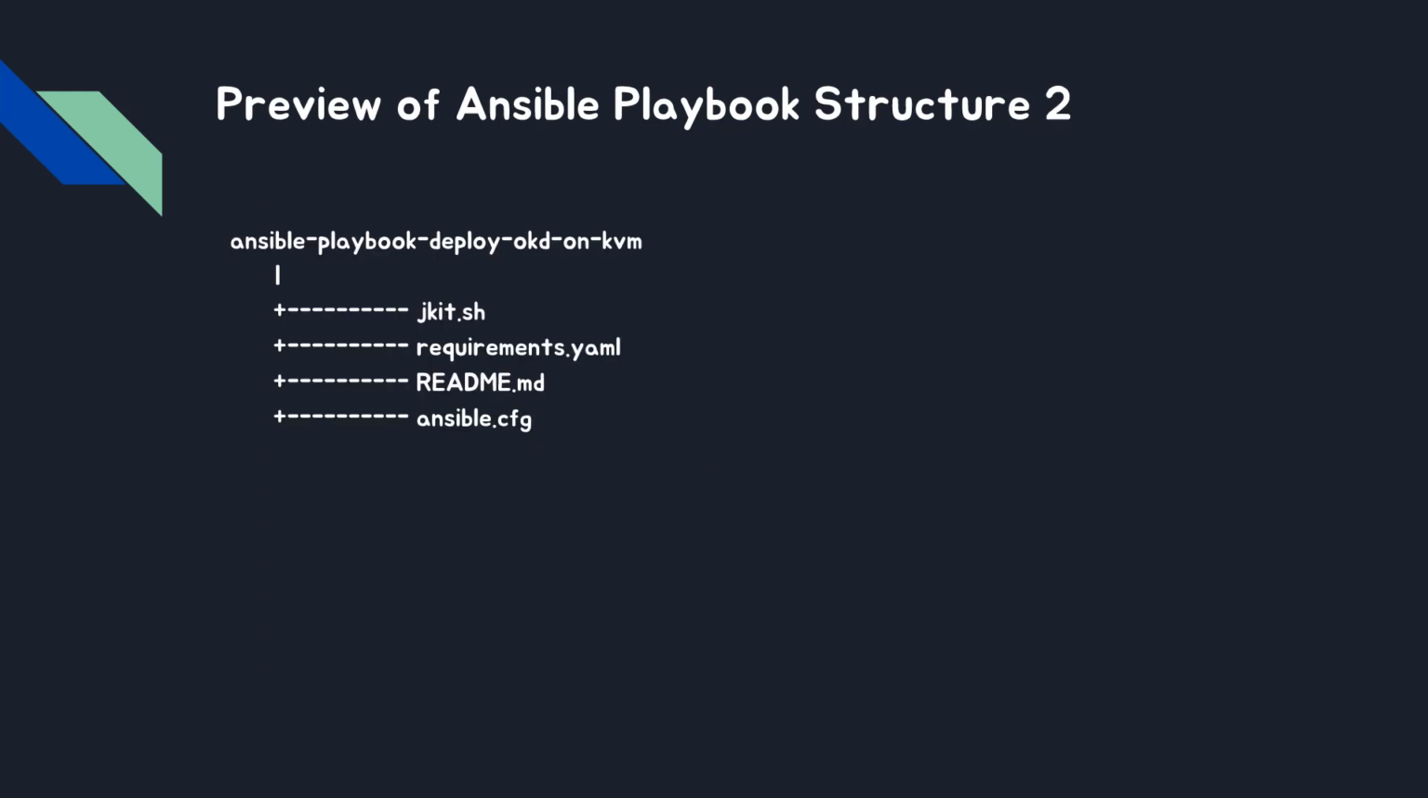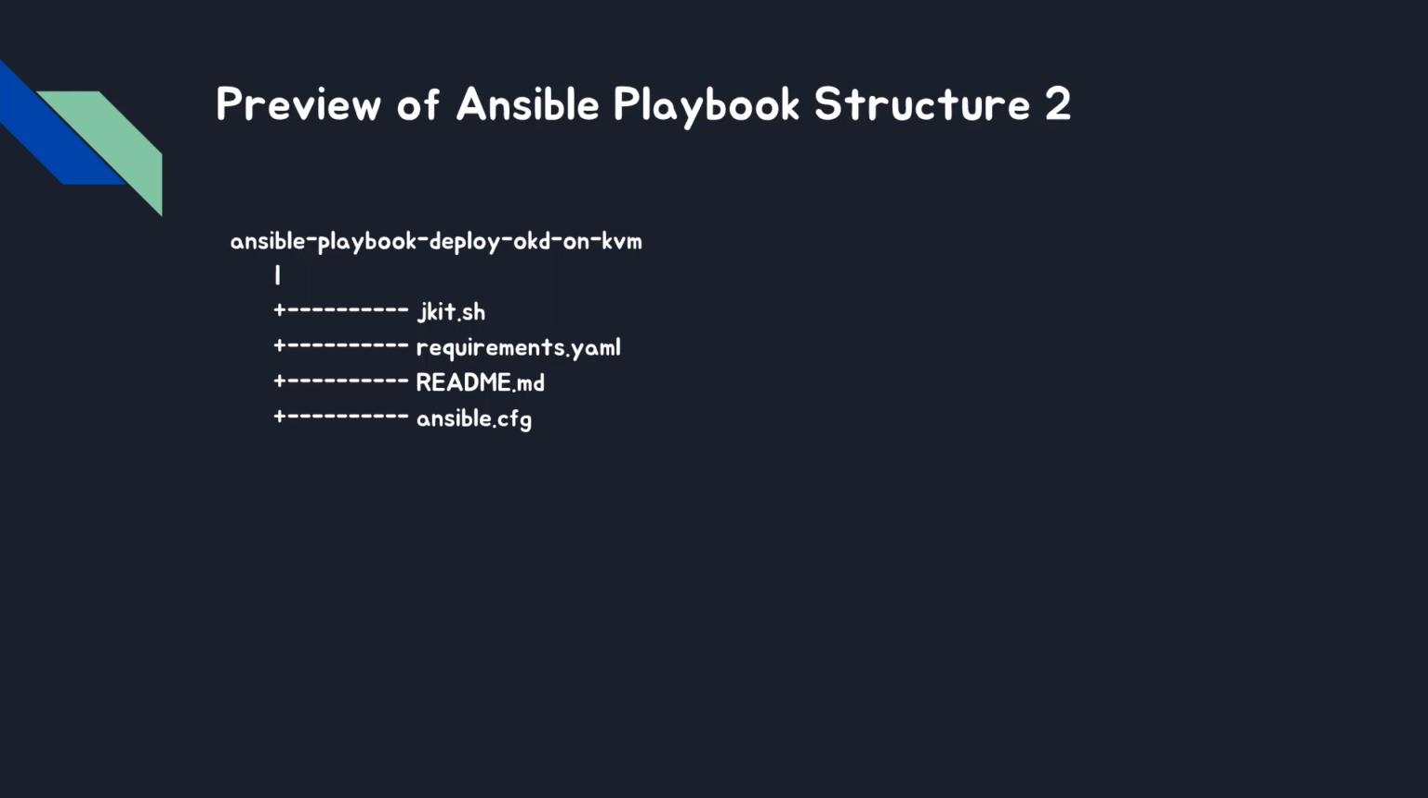This is structure 2. For this project, I'm going to use a jkit.sh file as a CLI. So with something like jkit deploy okd, it will install everything from scratch. Requirements.yaml: as I told you, we will make all the roles Galaxy roles, so this requirements.yaml file will contain all the Galaxy roles, and we will download them from the internet using this YAML file. And README: definitely we need a README file to explain how to use this repository.